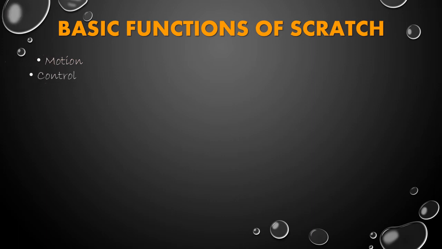Second function is control. Now what is the use of control? Basic functions of Scratch, so many basic functions are there. Now the first one is motion. The use of motion is that it moves the sprite and changes its angles. Now the second one is control. The use of control is that it is used to control script.